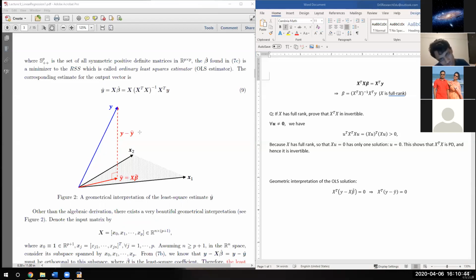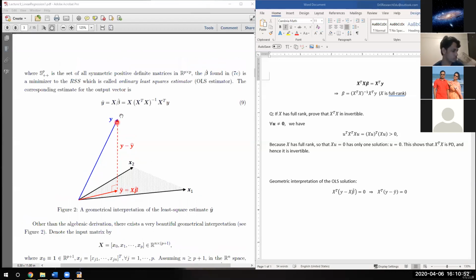Maybe in many books or in many other lectures, professors call it a projection. Why is this a projection? Because of this geometric interpretation, okay? This means I project it onto this plane, which is spanned by x1 and x2. See it?